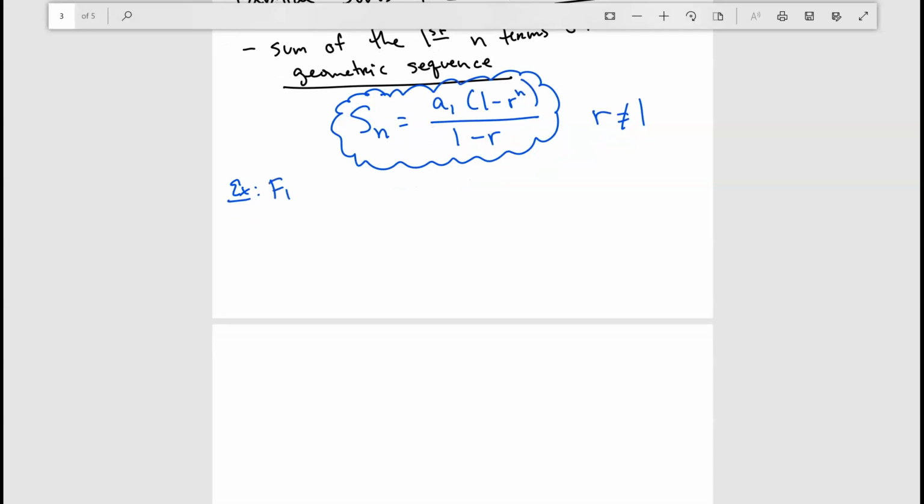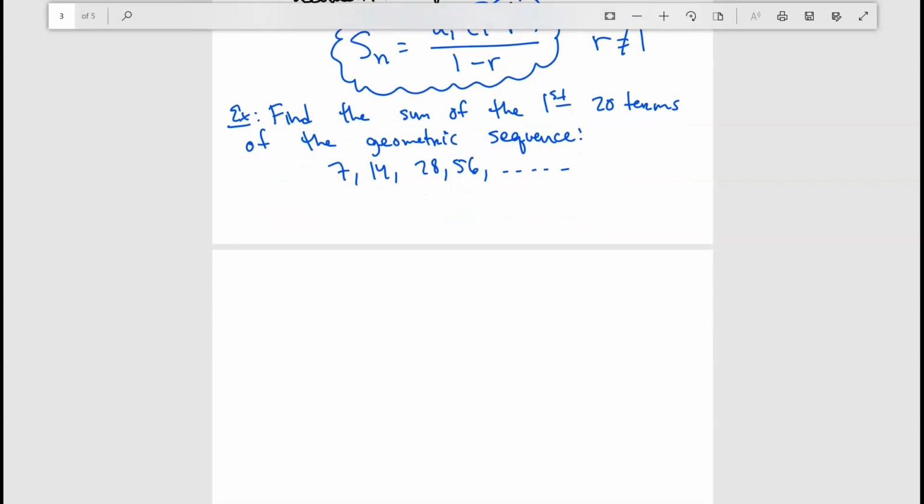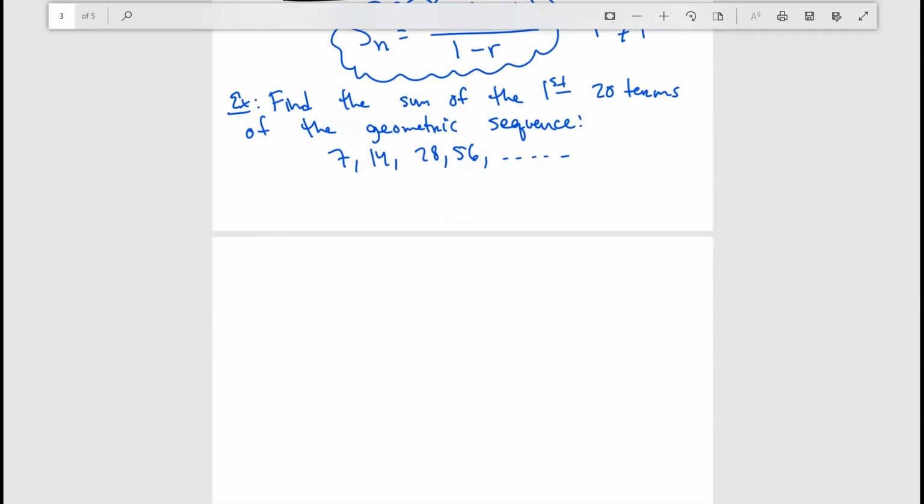So here we want to find the sum of the first 20 terms of the geometric sequence. And here are my numbers: 7, 14, 28, 56, and so on. We want to find the sum of the first 20 terms of this geometric sequence.